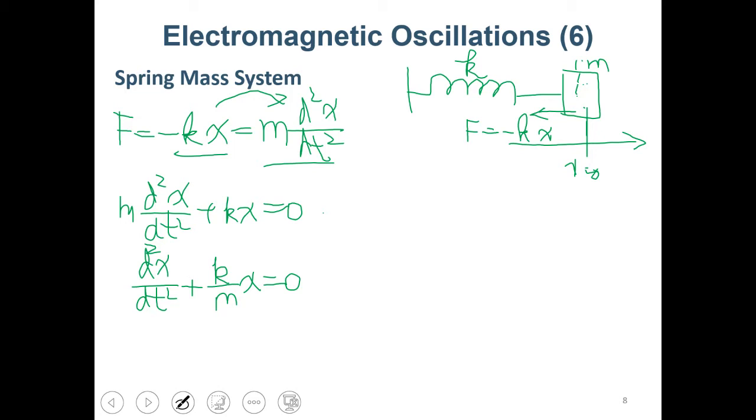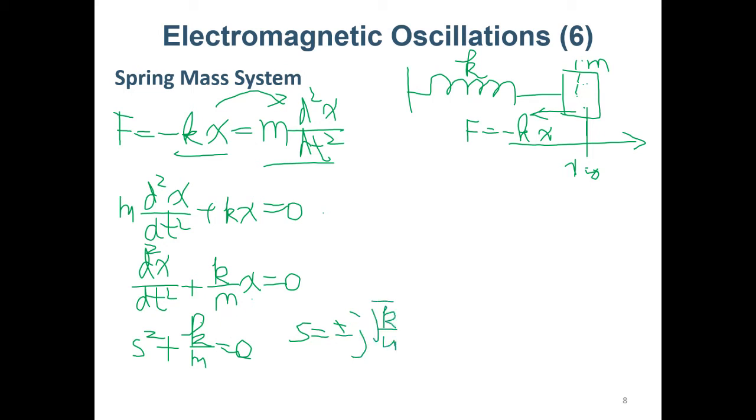As long as we try to solve this second order constant coefficient ODE, we will write like this. For the second derivative, we change it into s squared, and the original function we change to 1. So we have s squared plus k over m equals 0, so the roots will be plus or minus j square root of k over m.